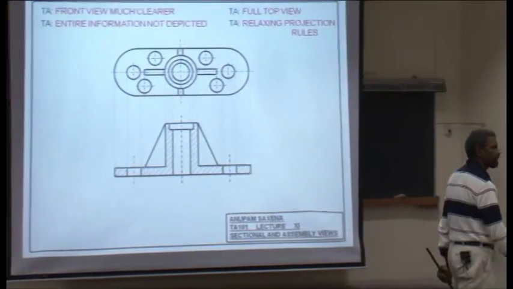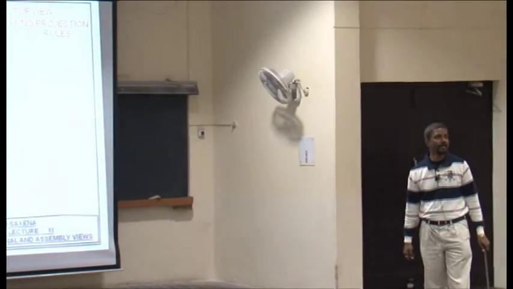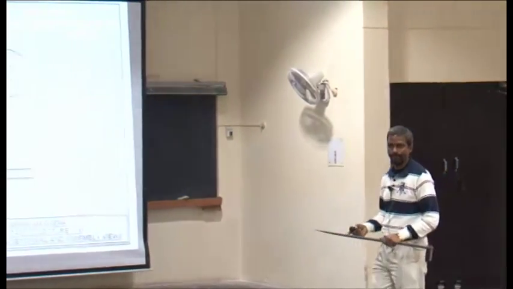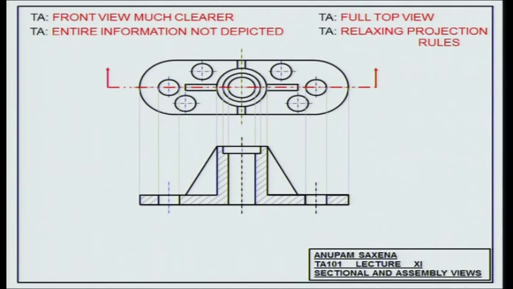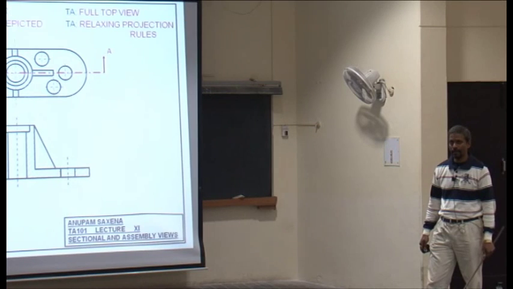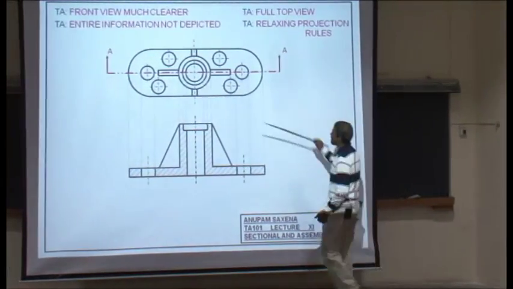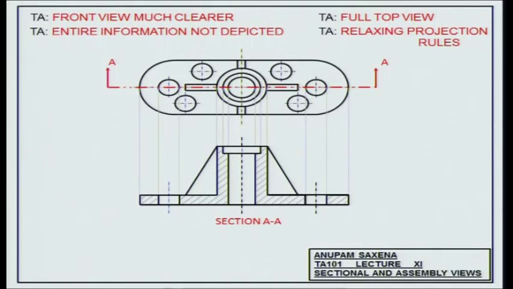Section views is about relaxing, once again, relaxing rules of projection in favor of clarity. So, this is how the section plane is shown. Top view. This is like the edge of a knife. And you're looking in these two directions. And in the front view, you say section AA.